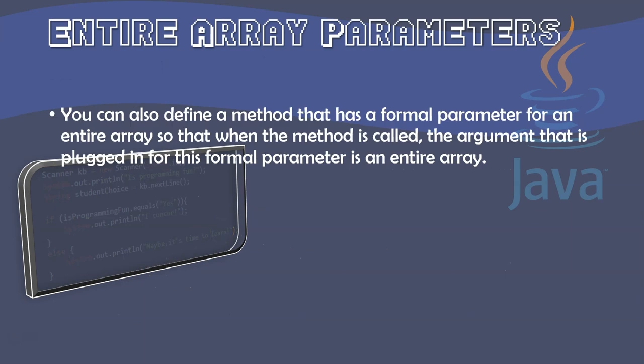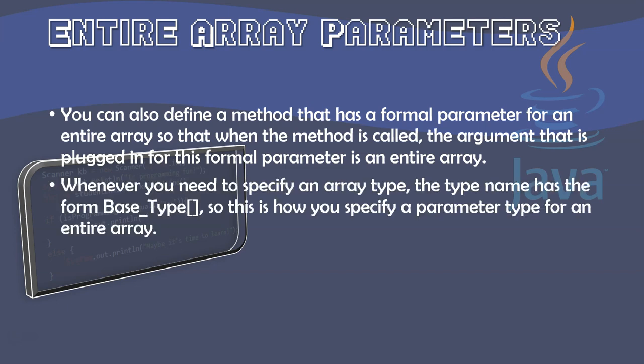You can also define a method with a formal parameter for an entire array, so when the method is called, the argument that is plugged in for this formal parameter is an entire array. Whenever you need to specify an array type, the type name has the form base type followed by brackets. This is how you specify a parameter type for the entire array.